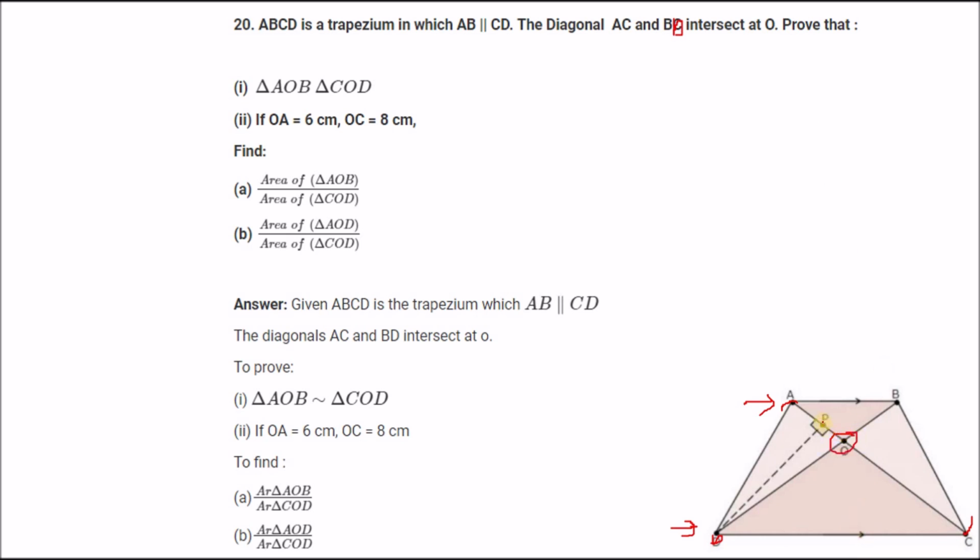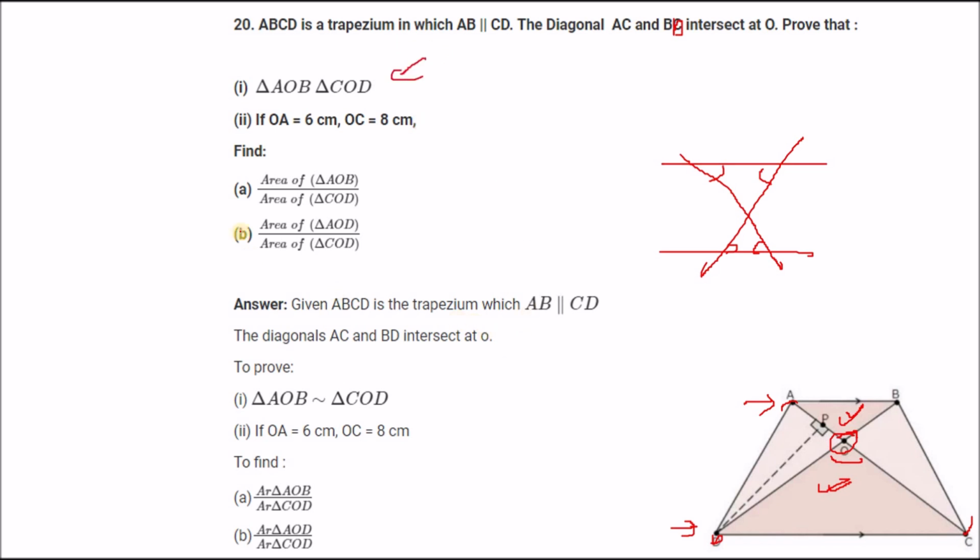Now we have to prove first of all that these two triangles, AOB and COD, are similar. How to prove that they are similar? First of all, this angle is equal to this angle, which is a vertically opposite angle. Second, because AB is parallel to DC, this angle will be equal to this angle, because these are alternate angles. So by AA criterion, this above triangle is similar to this triangle. First thing, we have proved this.